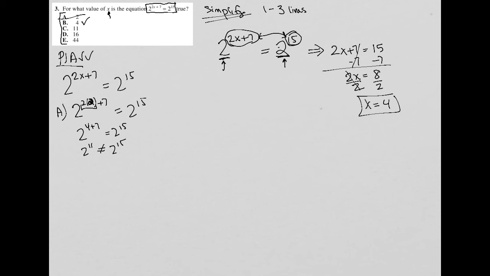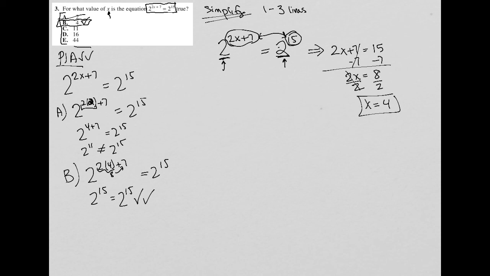And what you will find, and I'll just do this one for you, so B, what you'll find is that when we get down to plugging in 4 for our x, we find that this does work, right? 2 times 4 is 8. 8 plus 7 is 15, so we get 2 to the 15th equals 2 to the 15th, which is a true statement, further confirming that choice B is the correct answer.